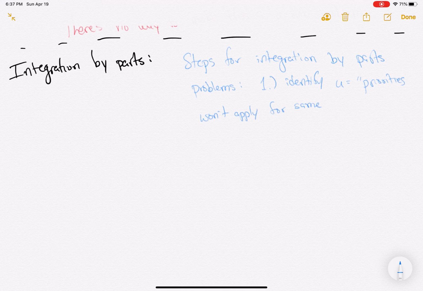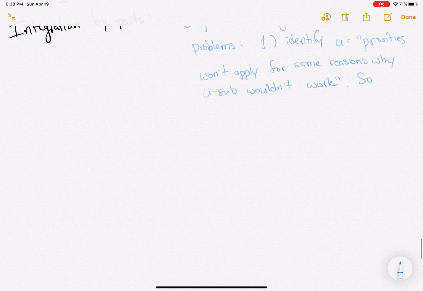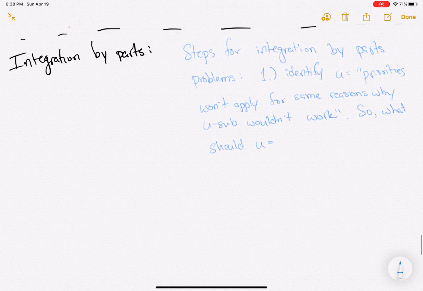The same reasons why u sub wouldn't work. So we start to feel really screwed here. So the real question is, what should u be? Well, anyway, let's finish our steps. So that's step 1.